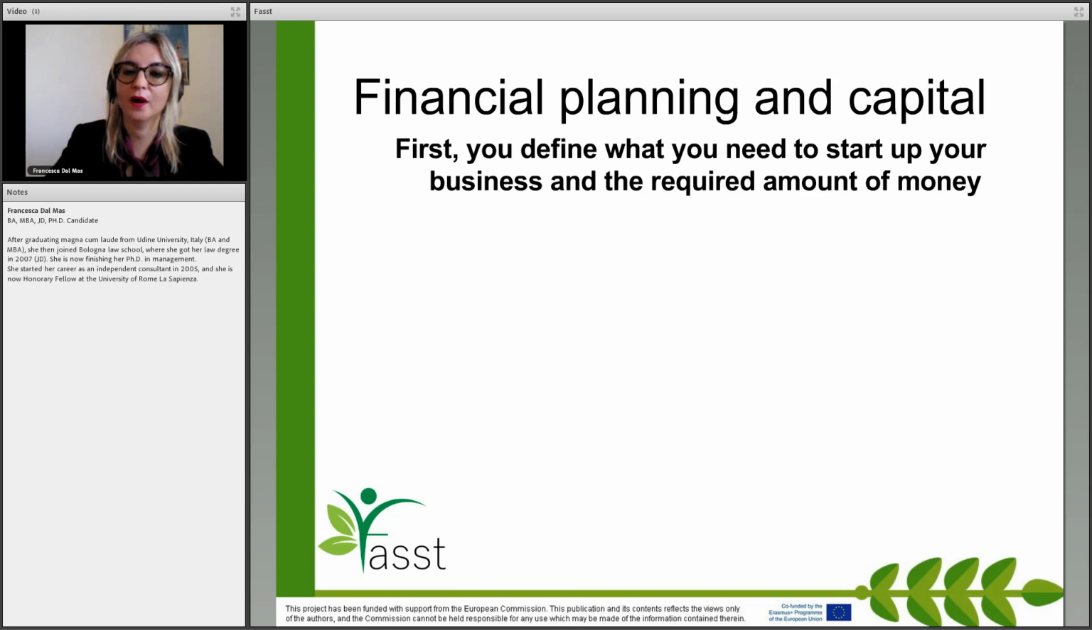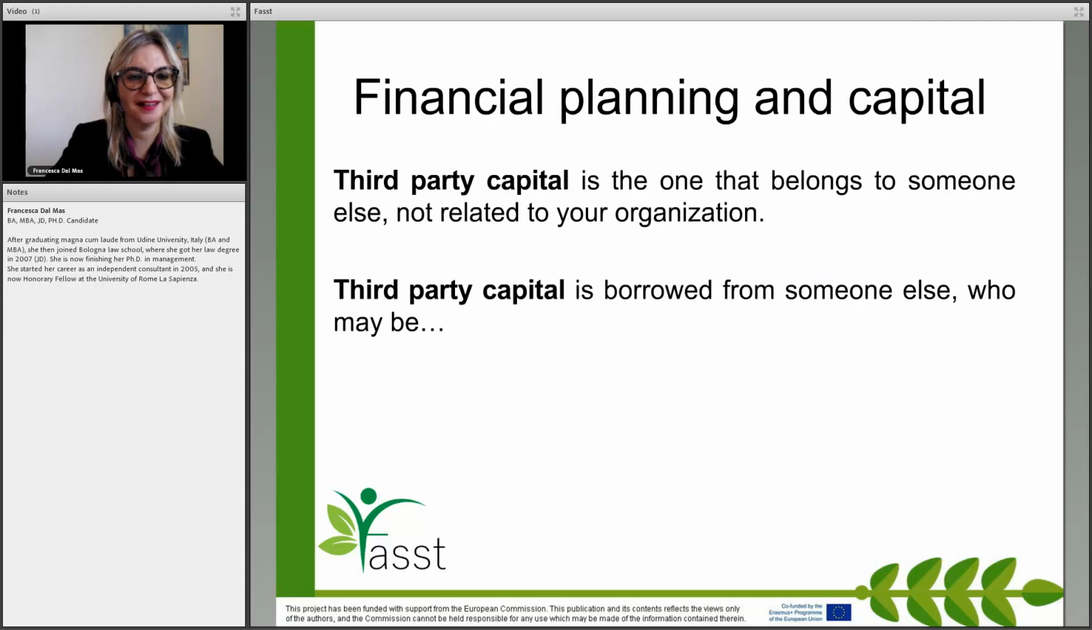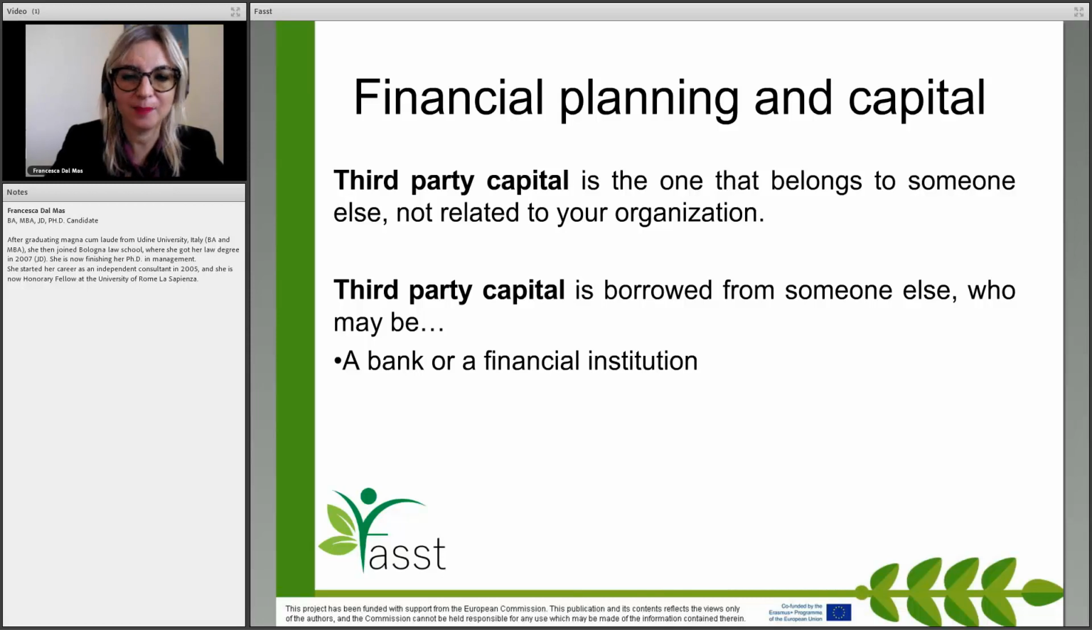So when we need to figure out how much money we need to look for, again we come here. So we need to define the third-party capital as the one that belongs to someone else, and this someone else is not related to our organization. So third-party capital is borrowed from someone else.